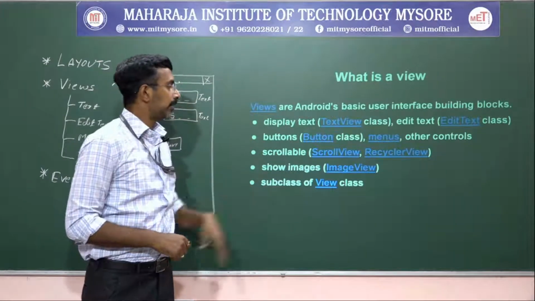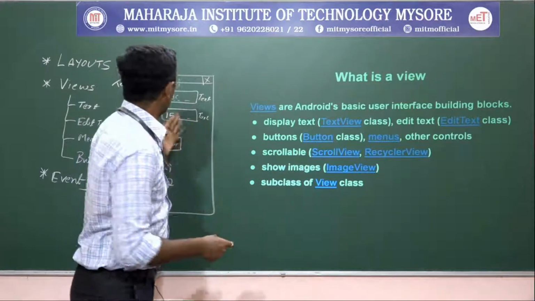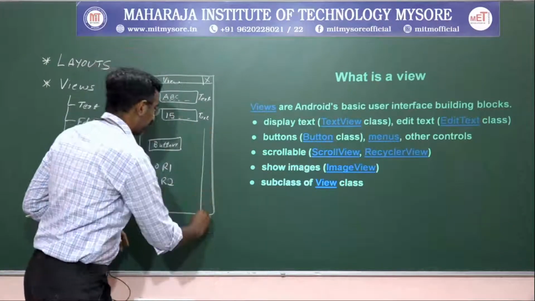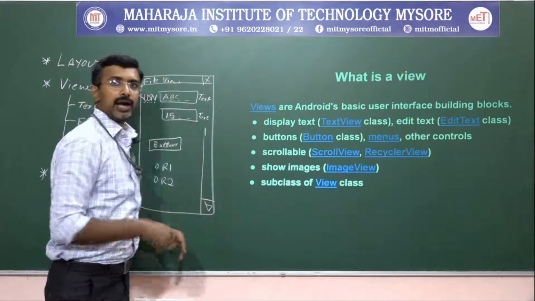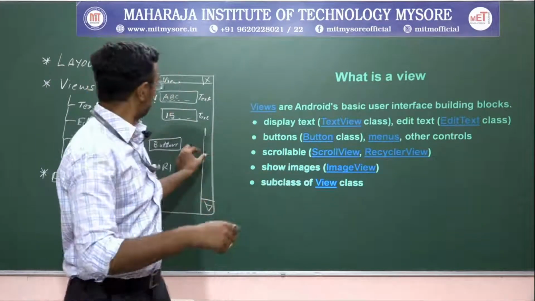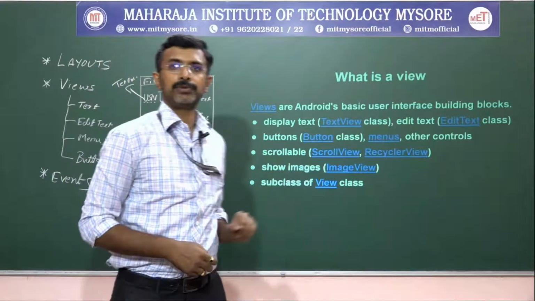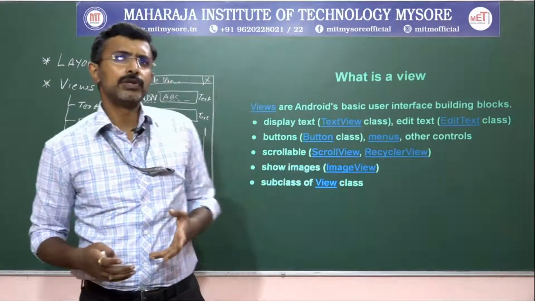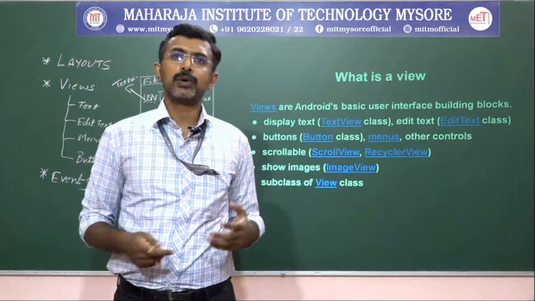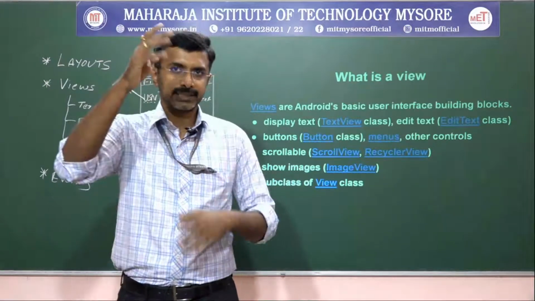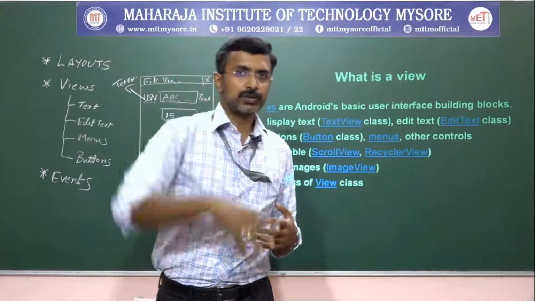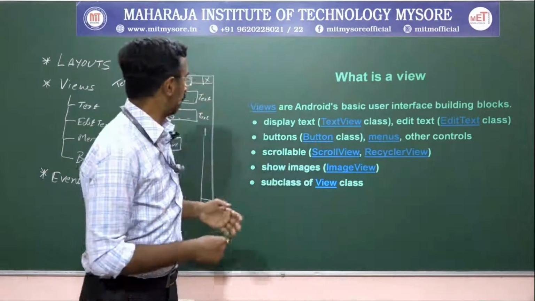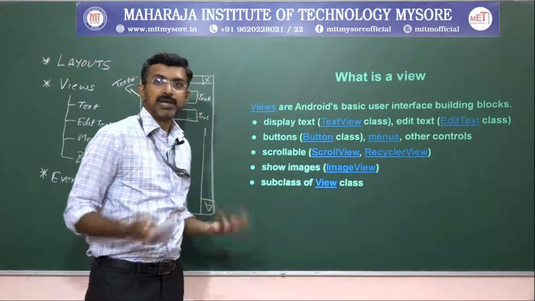Then scrollable. If you have a view, you can have a scrollable kind of thing where you can scroll. This is a scrollable view, where usually you will be using it for huge data, where you are accessing the database. You want to access the multiple data items which are in the listed items. Then you use the scrollable. Then you can show the image also.